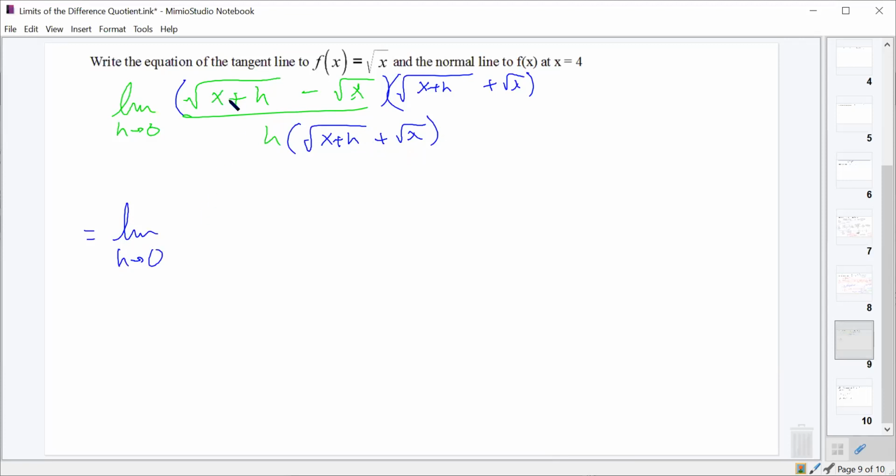What do we get in the numerator? Root x plus h times root x plus h is x plus h. Root x plus h times root x should cancel with root x plus h times negative root x. And then negative root x times root x is minus x, giving us h times root x plus h plus root x. What happens in the numerator?